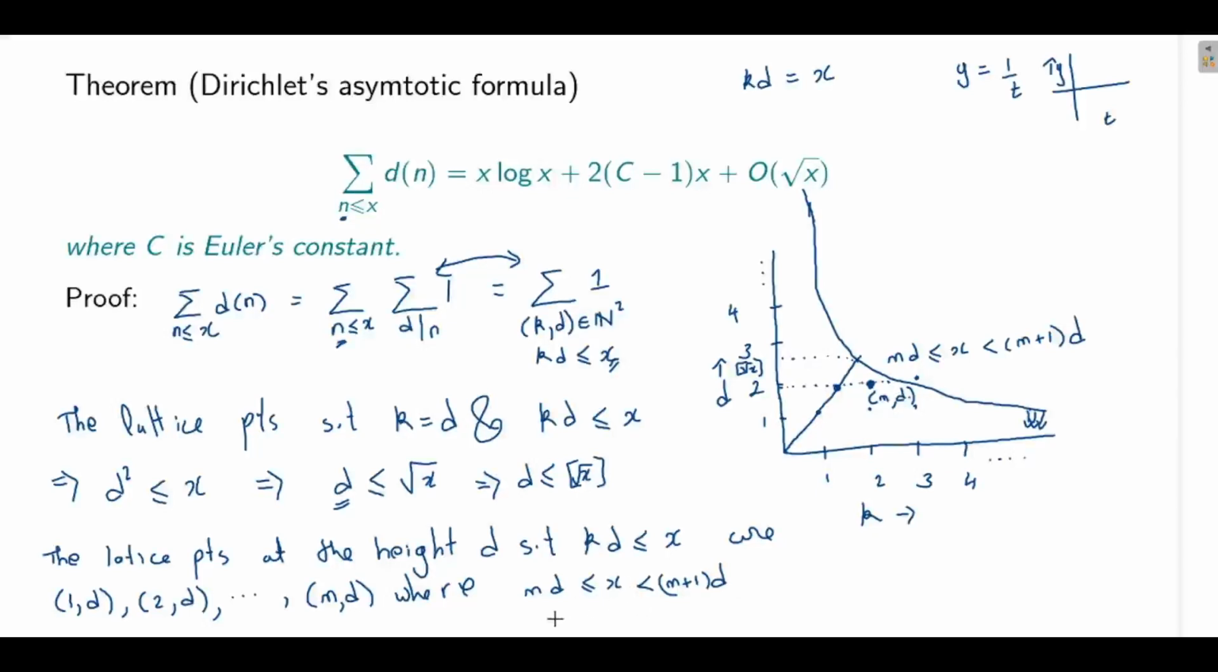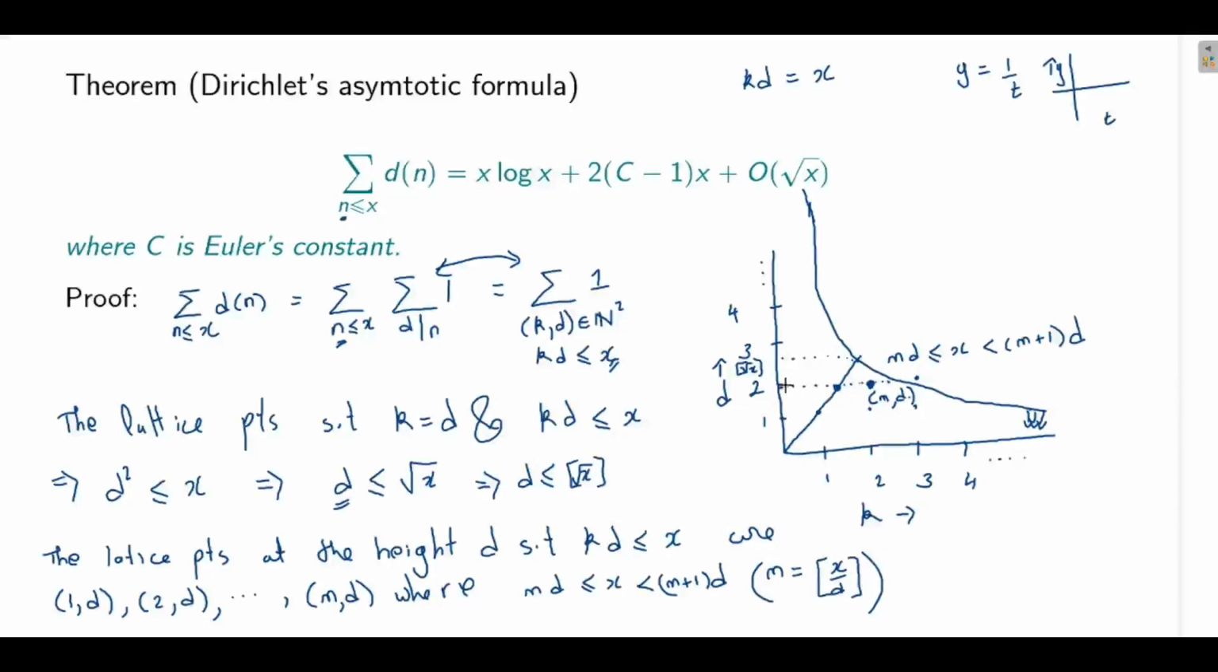Now dividing by d, you again see that x by d will lie in the interval [m, m plus 1), which means that m should be the greatest integer of x by d. So here you can see that the number of lattice points on this line that are below the curve kd equals x will be the greatest integer of x by d. This is what you can see.